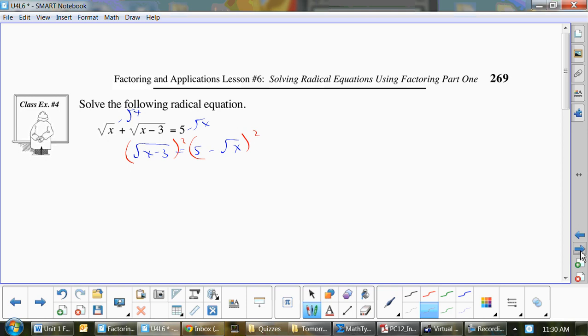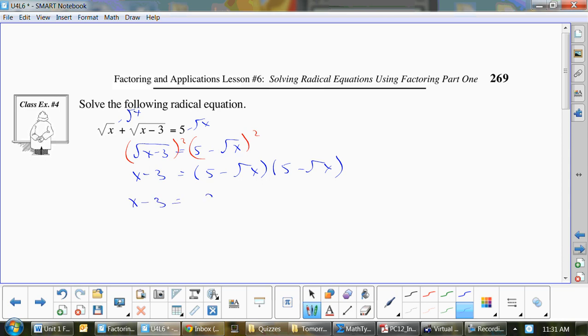Okay, let's square this side. This would be x minus 3 equals. Okay, remember what this means. I'm even going to write this out because this still works with our radicals. That's why I did the radical. That's why the radical unit's first. I mean, it obviously is.